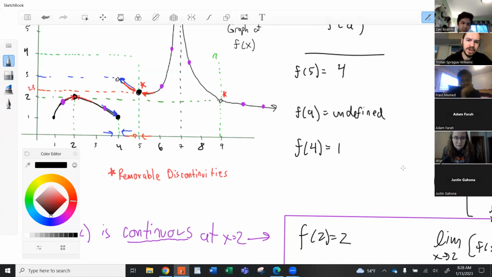And why the heck is the function undefined right here? We might as well make it defined. Let's redefine the function so that it's like that. And now this is continuous and this is continuous, because it's like you took the hole and you just filled it in. And now it's nice and smooth.